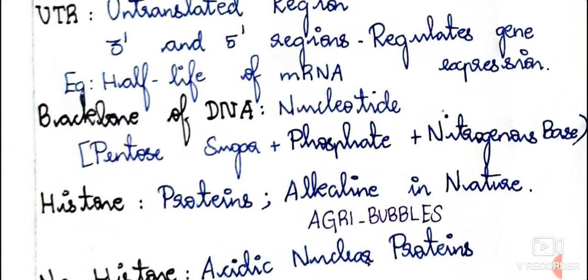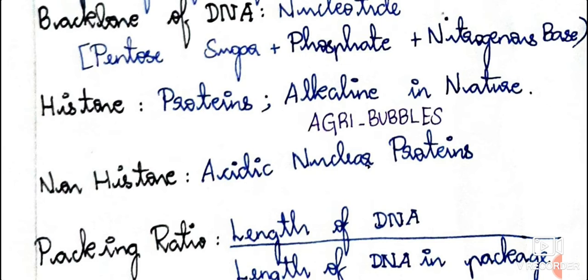Okay, so the backbone of DNA, this can be asked in your half mark question and in your competitive examinations. What turns to be the backbone of DNA? The backbone of DNA is nucleotide. This nucleotide consists of three essential things. They are pentose sugar, nitrogenous base, and the phosphate group. Okay, histones are nothing but proteins. Proteins are usually alkaline in nature. So these histone proteins form the protein core on which the DNA is wound.